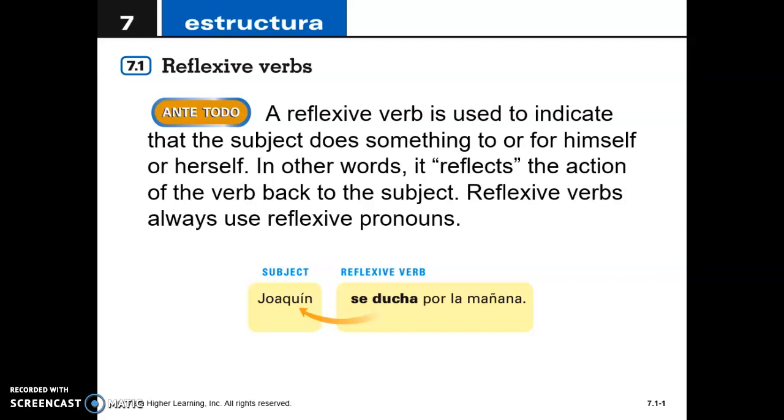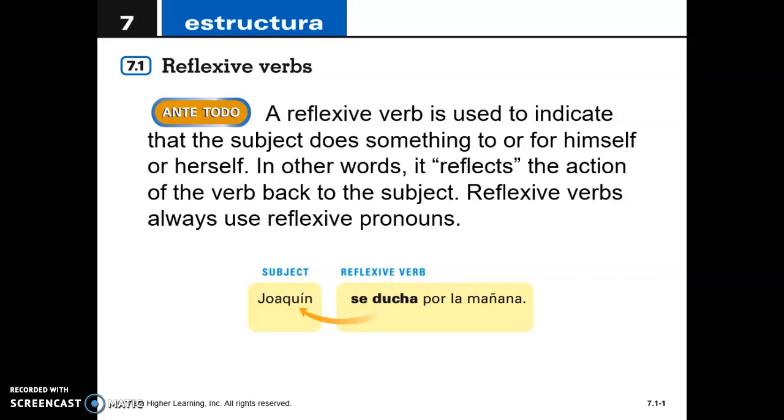So we're talking about reflexive verbs and probably you are wondering what this is. A reflexive verb is used to indicate that the subject who is doing something is performing that action on himself or herself. In other words, this reflects the action of the verb back to the subject.